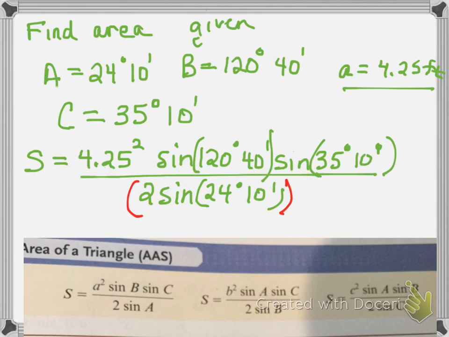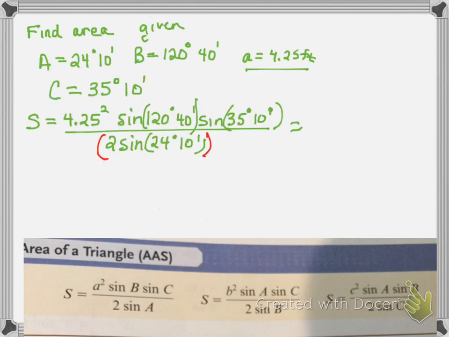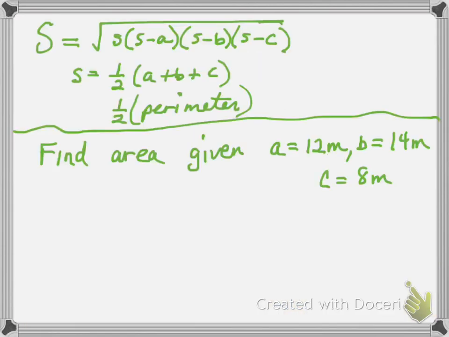So now if we type that in, and when you type this whole thing in the calculator correctly, you should get 10.9 square feet for the area. All right, next example.